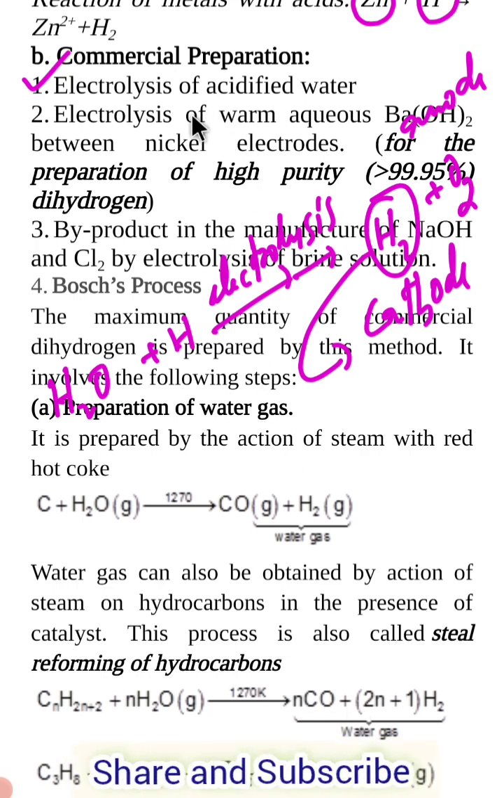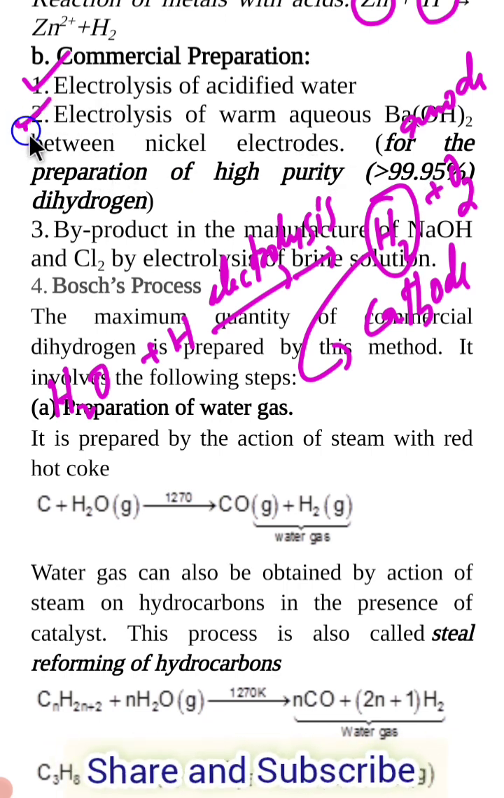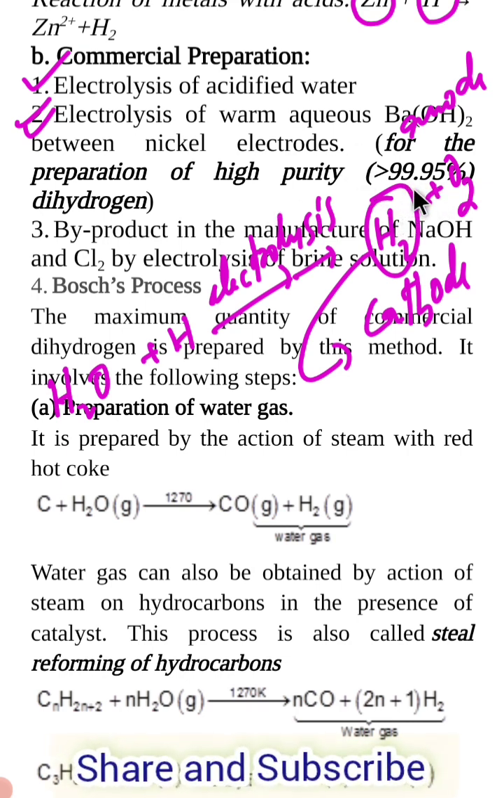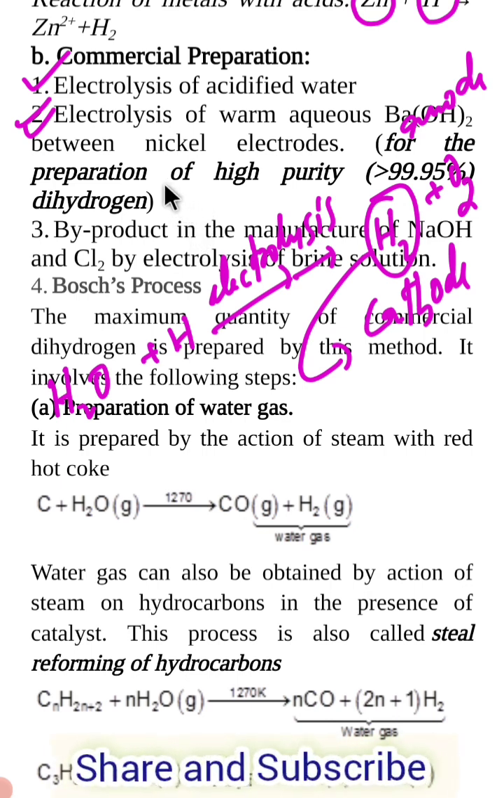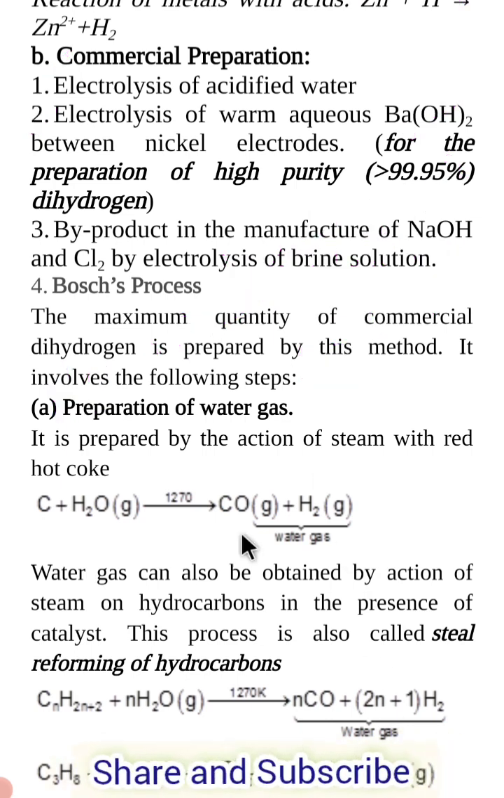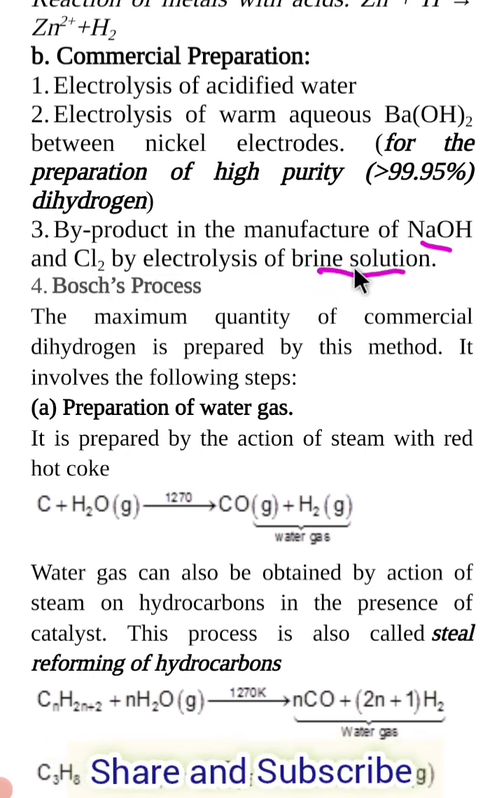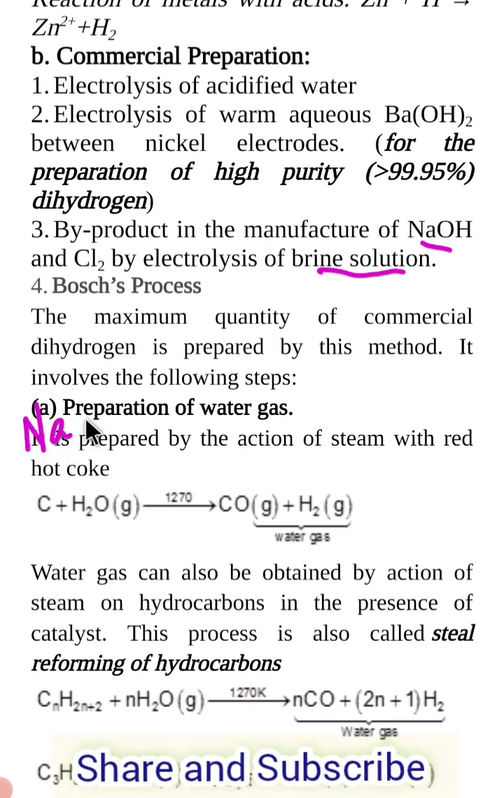Okay, the second one is electrolysis of warm aqueous barium hydroxide between nickel electrodes. This preparation is used for the preparation of pure hydrogen. Approximately 99.95% pure hydrogen will be obtained in this preparation. Okay, the third one is as a byproduct in the manufacture of sodium hydroxide and chlorine by electrolysis of brine solution. Brine solution is nothing but an aqueous solution of what?